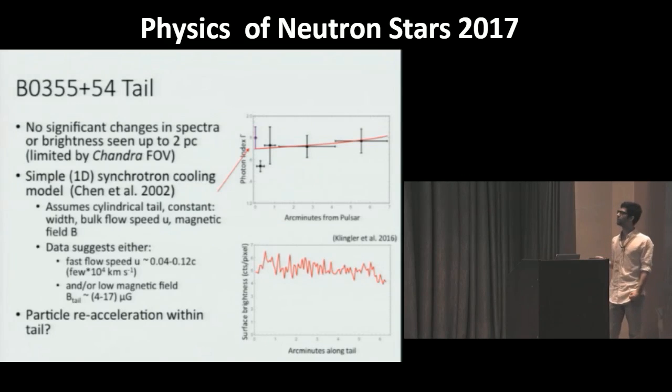We model this tail with a simple 1D synchrotron cooling model from Chen et al. It has drawbacks in the sense that it assumes a cylindrical tail and a constant width, flow speed, and magnetic field. But our data suggests either a very fast flow speed on the order of a few tens of thousands of kilometers per second or a very low magnetic field. But the lack of cooling could hint at some kind of particle reacceleration mechanism playing a role here.